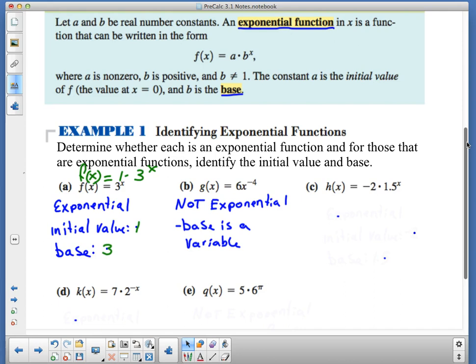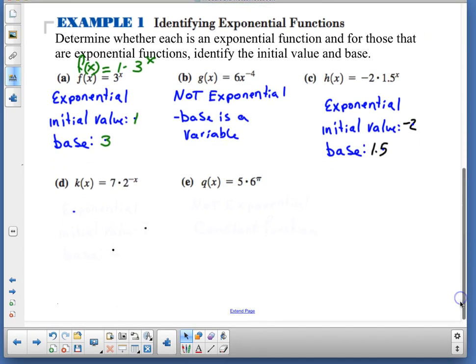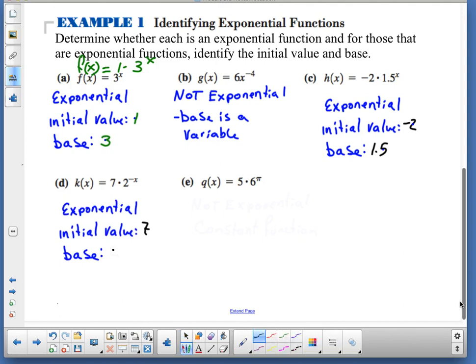Now, as we're going through this, I got my base is 1.5. My initial value is -2. Okay, here, exponential function. And D, I got my base is 2. My initial value is 7. Maybe my base is 2. Gosh, it just like it exists and it doesn't exist all at the same time. But this is a different type of exponential function. Do you see this one as a decay? From left to right, it's going to decrease. And it's a reflection over the y-axis because that negative's inside the function.